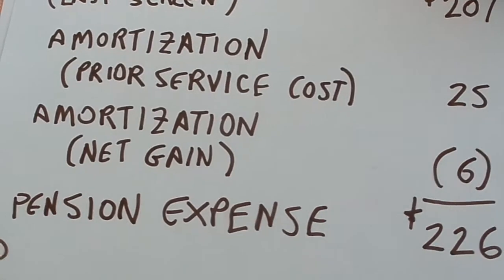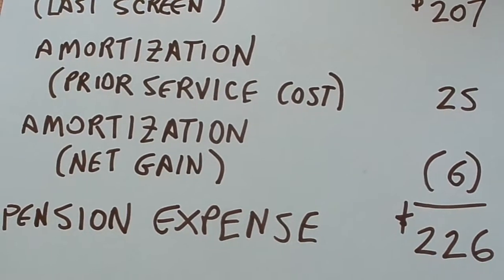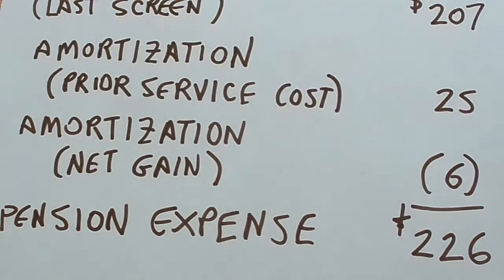So let's look just a shade closer and look at it again. The pension expense that we calculated is 226,000. Now we need to record it. We've calculated it. Now we need to record it in journal entry form.